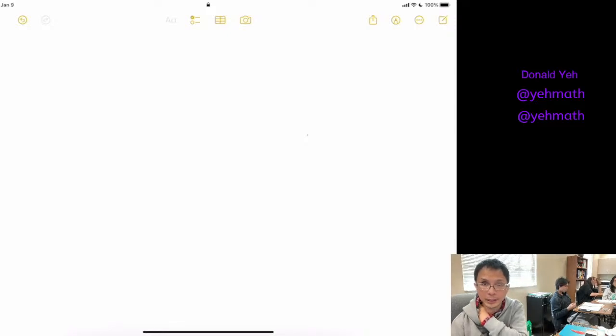Number 1 is D, because the graph is decreasing, which means velocity has to be negative since this is a position graph. And this is A. This is a 5 right here. Number 3, what did you guys get? C. I got C.